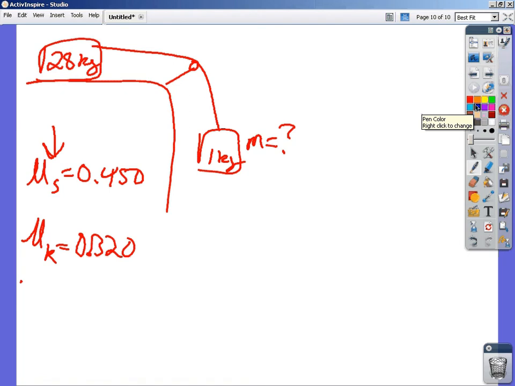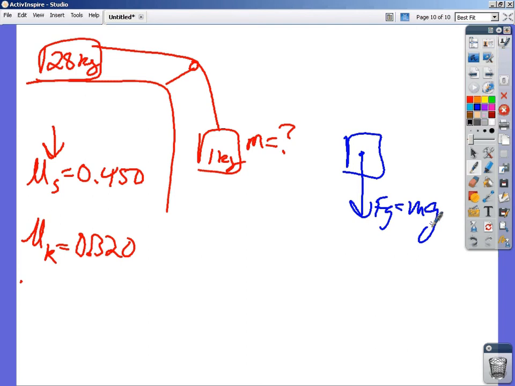Not yet. Over here for this block, the normal and gravitational forces cancel out. So let's go ahead and add them in though, because we're dealing with friction. So Fg is going to equal 28 times 9.8. Our normal force is also going to be the same, 28 times 9.8. It's on a flat surface.